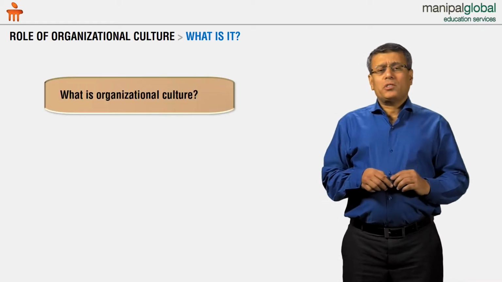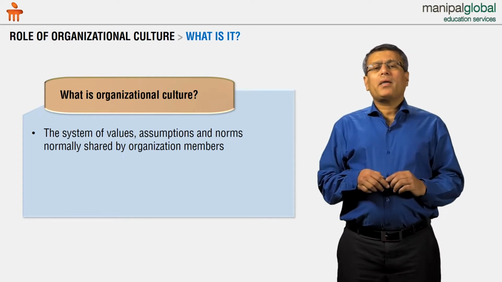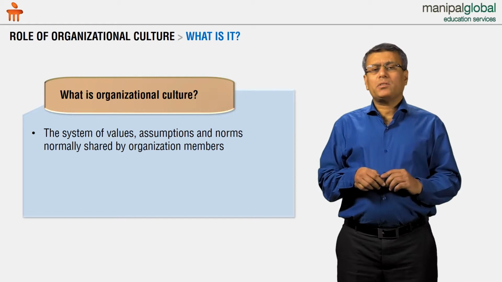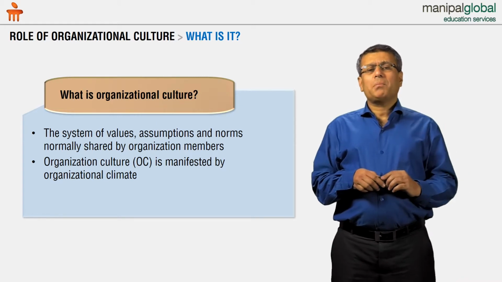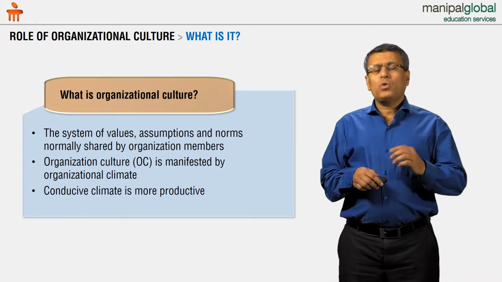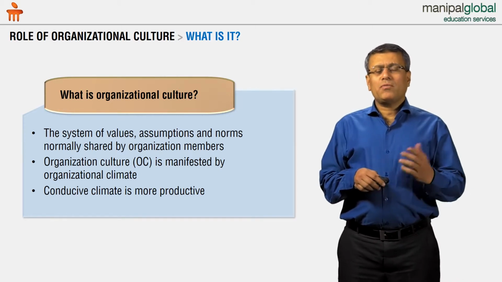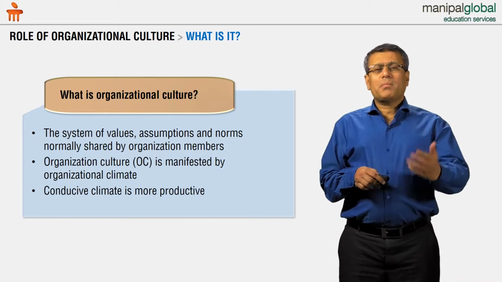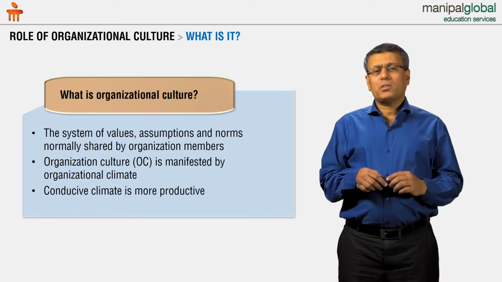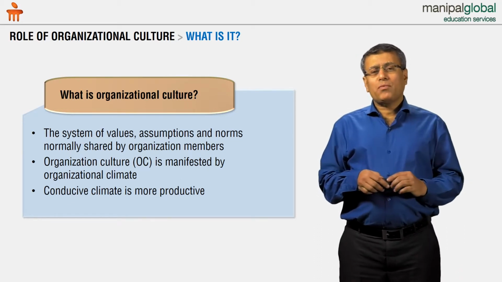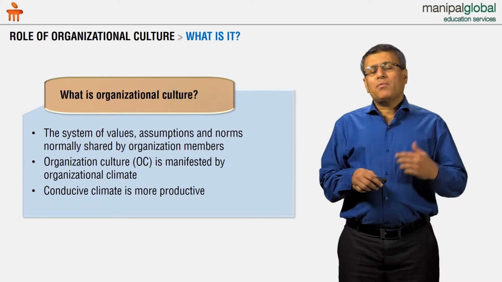What is organizational culture? The system of values, assumptions and norms normally shared by organizational members or the employees. It has been shown in research that organizational culture is manifested by organizational climate, and we all know that if the climate in the organization is conducive for interaction, influencing and getting the work done, it is much more productive. Else we would have to bring about the required change in the organizational culture, and that takes us to the topic of OD and change, and we saw how whenever change is initiated, the defensive behaviors from the members kick in.